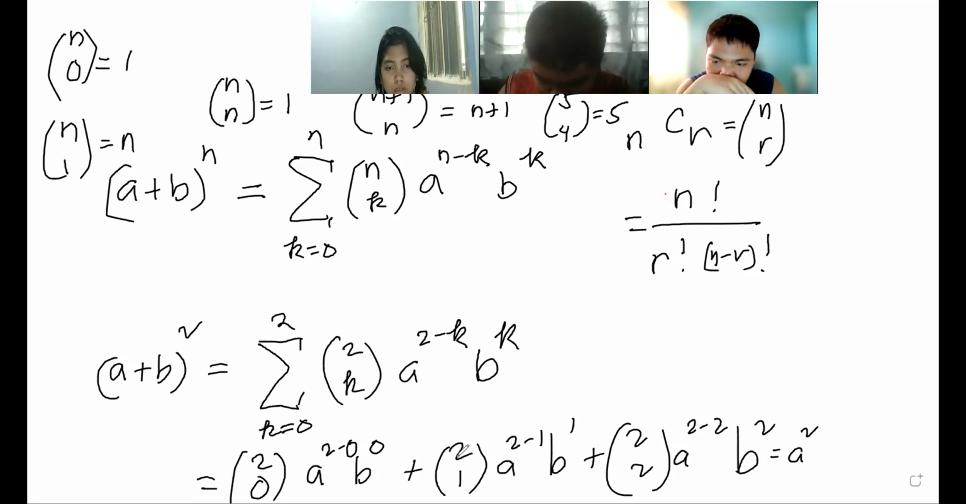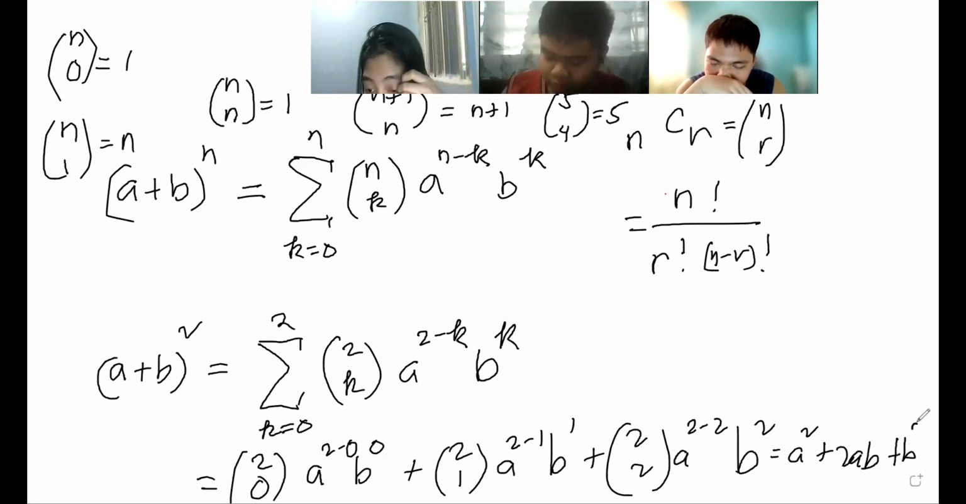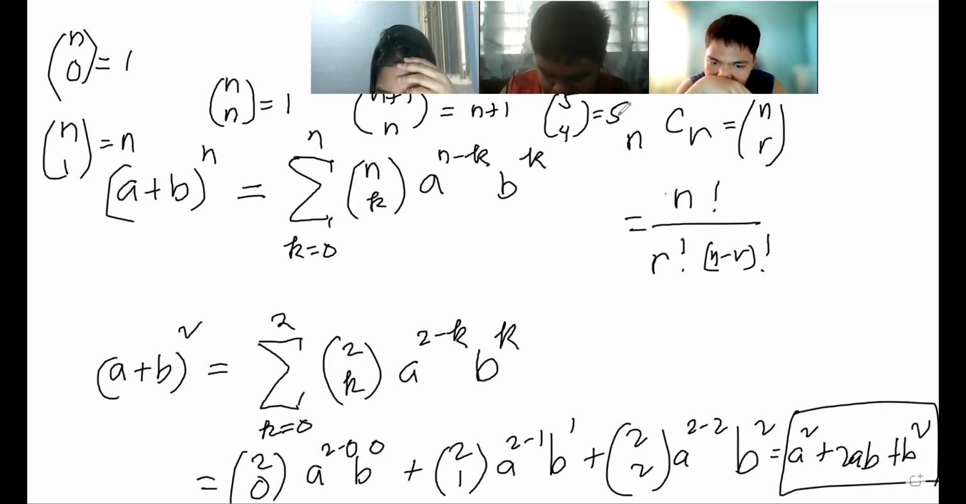In this portion, 2 taken 1, so the answer here is 2. This is just a to the power of 1, or a, and b to the power of 1. So it will be 2ab. This is just 1, this is also 1 because a to the 0 is 1, then 1 times b squared is simply b squared. That's why the answer is this. Clear? Did you understand?